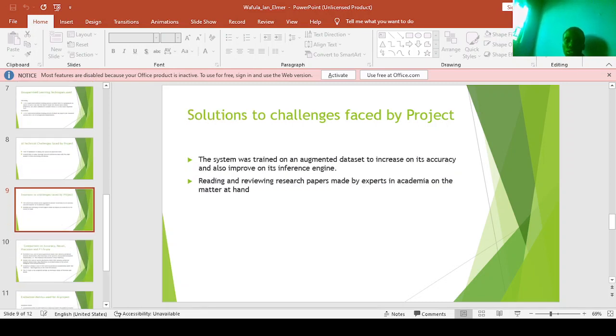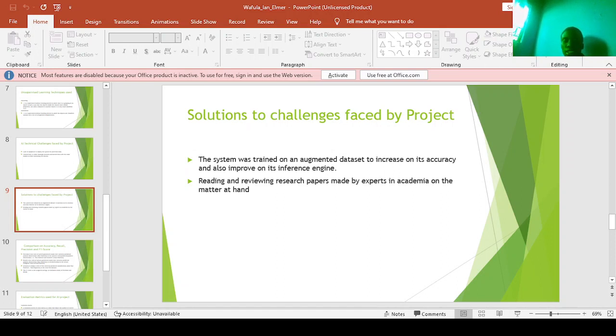And some of the solutions: the system was trained on an augmented dataset to increase its accuracy and also improve its inference engine. On the augmented dataset, some of the images are flipped around, and the images in the dataset are edited to feed the system with various forms or formats of the image.